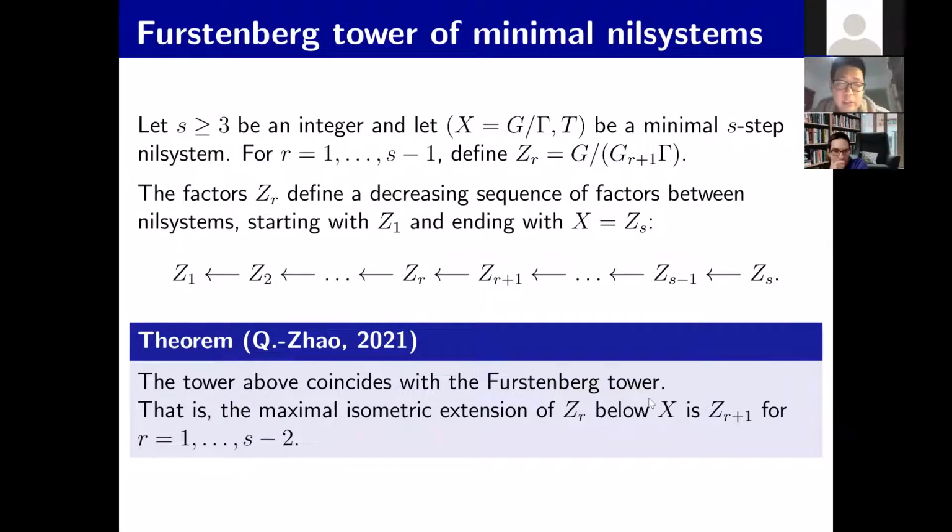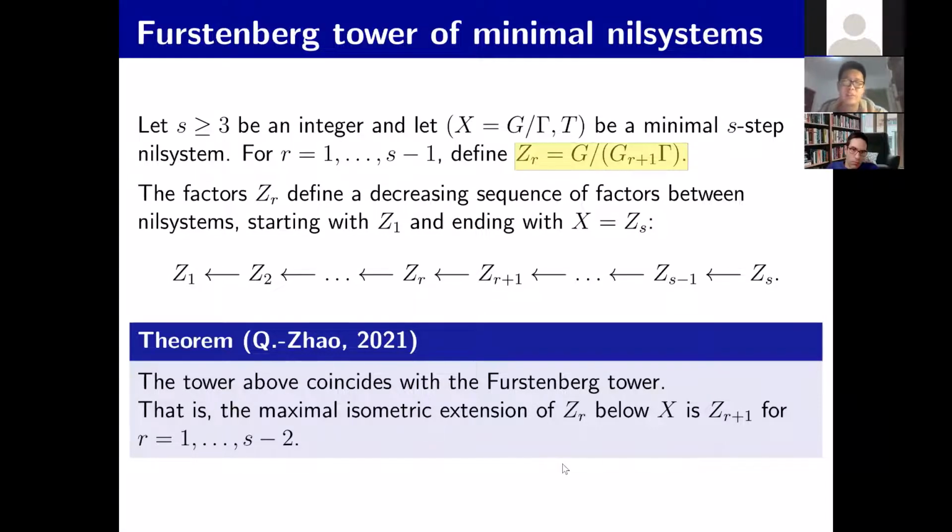Given a nil system, we can define the vector as this, and so we have this descending sequence of nil systems. This sequence is the Furstenberg tower of the nil system, and we confirm this, and show that actually the maximal isometric extension of Z_R below X is Z_{R+1}.